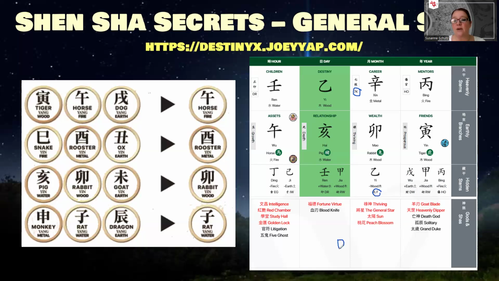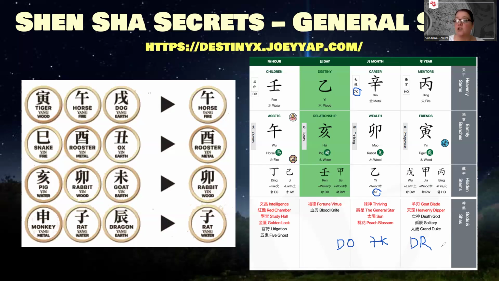Again, we are looking at direct officer and/or 7 killings and/or direct resource. So you have to have at least one of them in that same pillar as a general star. Doesn't matter if it appears in another pillar, then it doesn't really have any effect on the general star. It has to be in the same pillar.